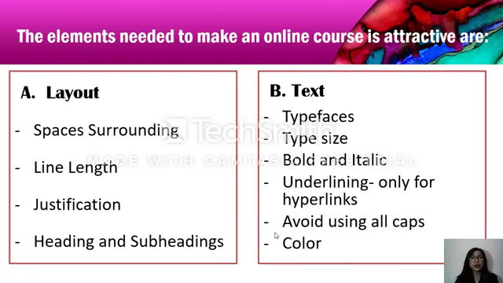Okay, so there are several elements needed to make an online course attractive. The first is layout. This consists of surrounding space, line length, justification, headings and subheadings in the online learning platform. And then there is also how we choose and apply text in the online learning course, whether it is typefaces, type size, bold and italic, underlining only for hyperlinks, avoiding all caps, and also coloring.